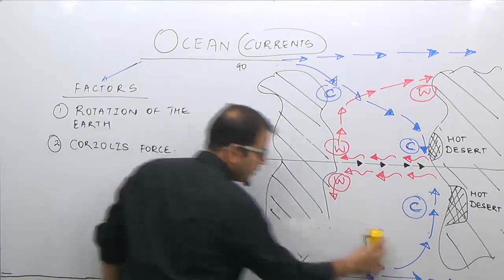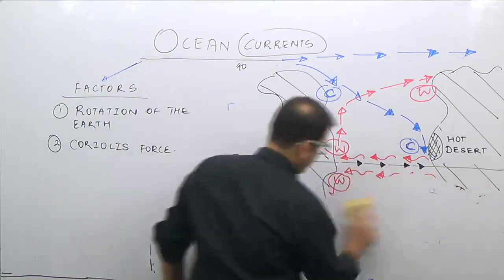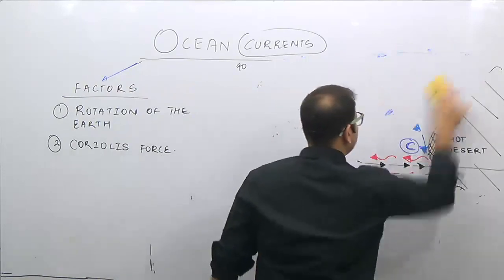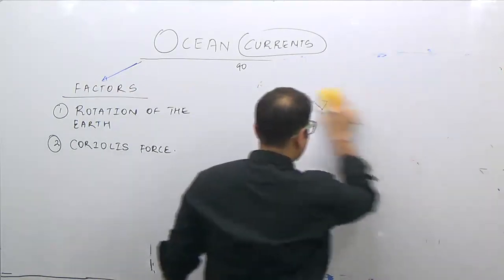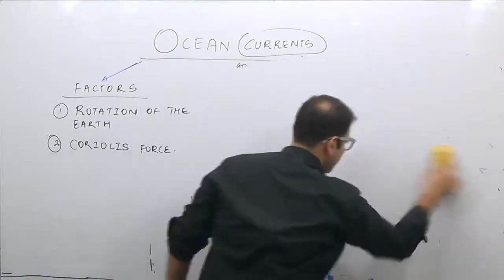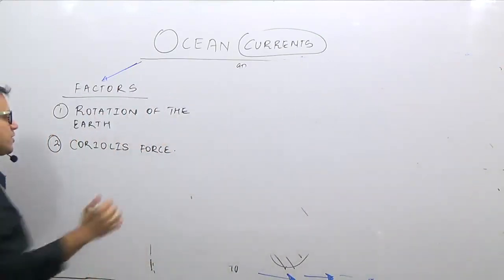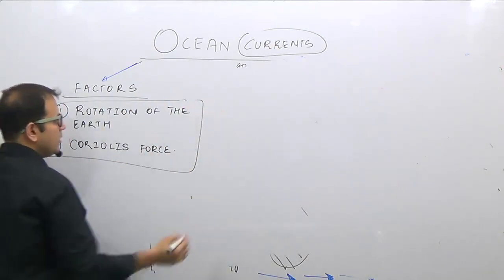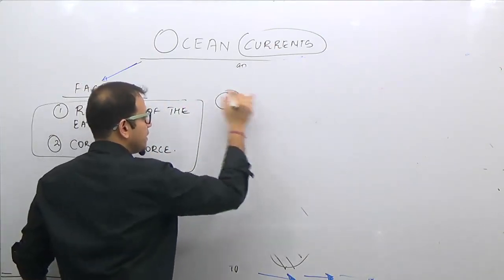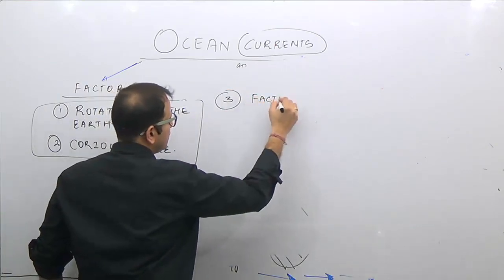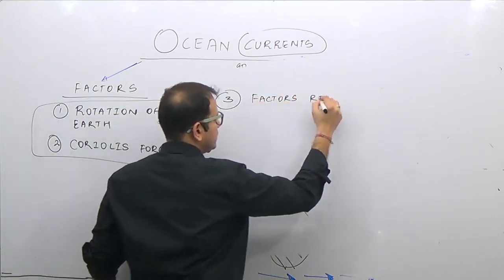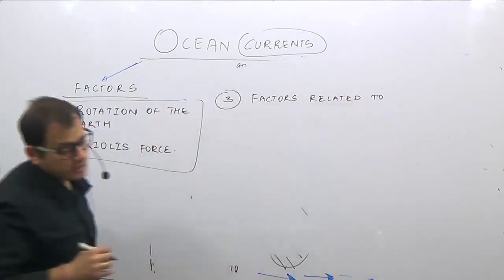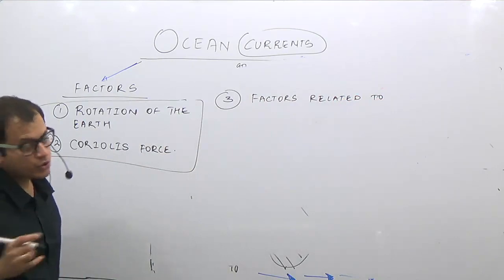Now the third factor is the factors which relate to these two factors. We can classify them as the factors relating to the rotation of the Earth. Now, the third kind of factor is the factors which relate to the oceans themselves.